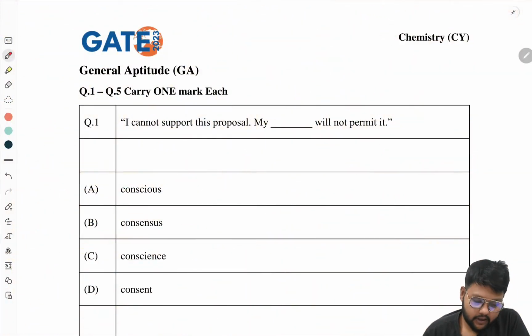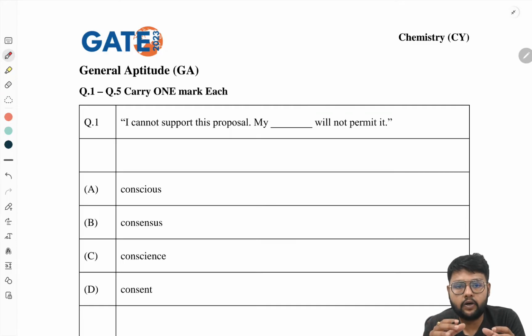So if you can see, the first question is: I cannot support this proposal, my dash will not permit it. So first we will see the options. Conscious means having knowledge of something, like he is very conscious of his studying. Consensus is a general agreement, when everyone gives an agreement on something, so consensus is not the correct word to apply there.